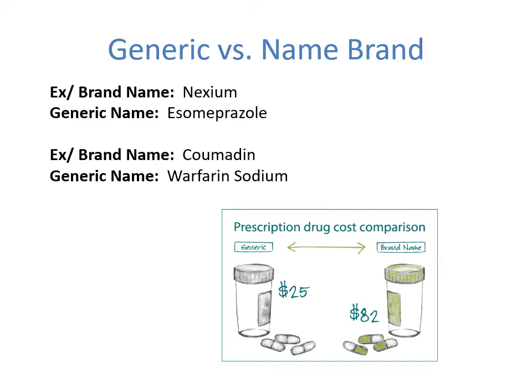And so we have, for example, Nexium versus esomeprazole, again just the generic, and then we have Coumadin, aka warfarin sodium. Again, what you'll see is that the company that initially developed the drug has to recoup their development costs, so they have an increased price.